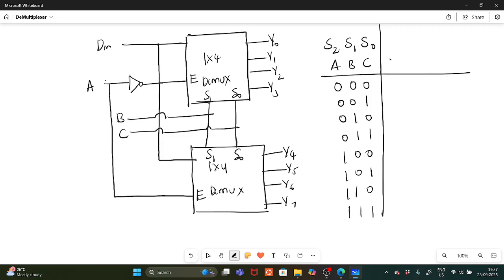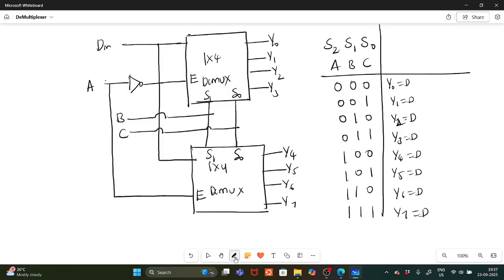Okay. So here, Y0 equal to 0, and Y1 equal to 0, Y2 equal to D, and Y3 equal to D. Those are 0 only. Y4 equal to 0, Y5 equal to D, and Y6 equal to D, and Y7 equal to D.